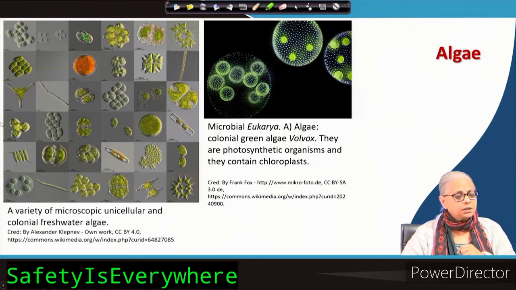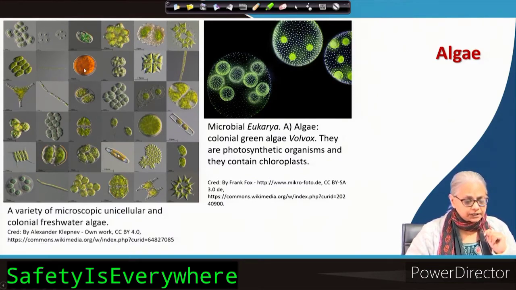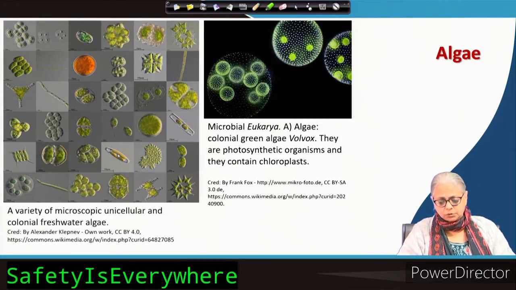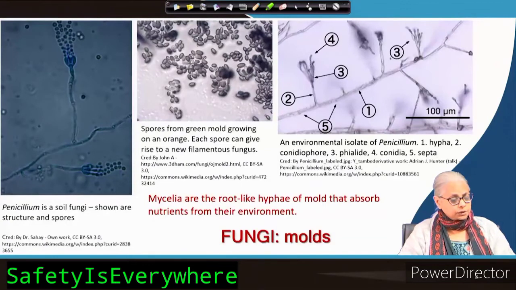This is all from Wikipedia. So you can see several examples here of both unicellular algae as well as multicellular algal cells. And here are more examples. These are eukaryotes, and this is colonial green algae called volvox. They are all photosynthetic organisms and they all contain chloroplasts. So you can see the green color. However, there's one example of a red colored algae here, and there are several other pigmented forms of algae, which I will go into later.